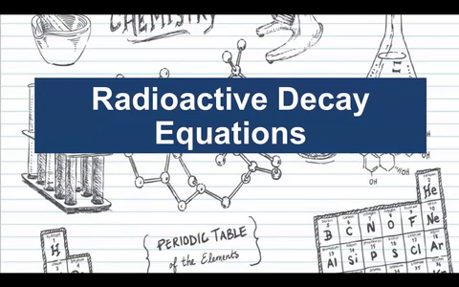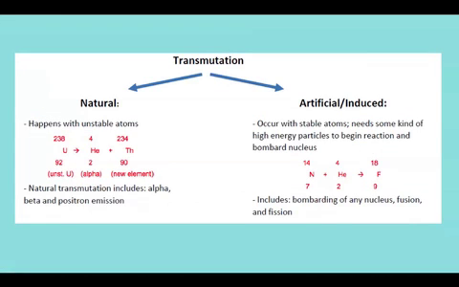All right, this set of notes is going to focus on writing decay equations, both for natural and artificial transmutation. So transmutation we talked about before when you have one element that transmutes into a new element. We're going to first focus on natural transmutation. You'll notice that it always starts with one nuclei or nucleus on the left-hand side, and then it's going to give off a particle and change into a new element.